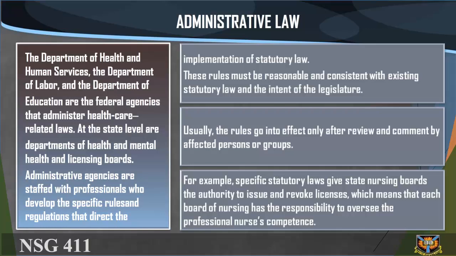These rules must be reasonable and consistent with existing statutory law and the intent of the legislature. Usually, the rules go into effect only after review and comment by affected persons or groups. For example, specific statutory laws give state nursing boards the authority to issue and revoke licenses, which means that each board of nursing has the responsibility to oversee professional nurse competence.